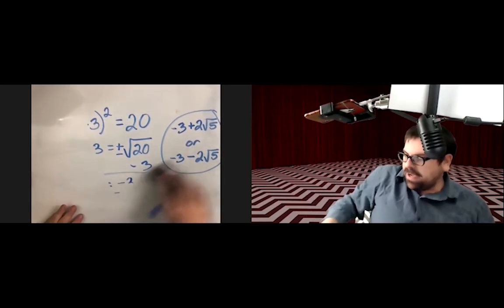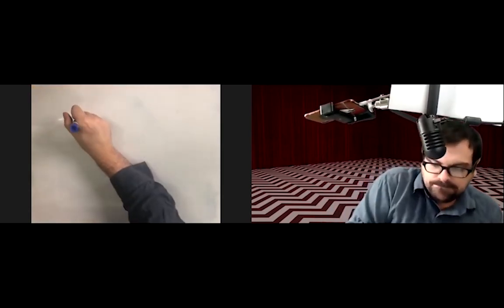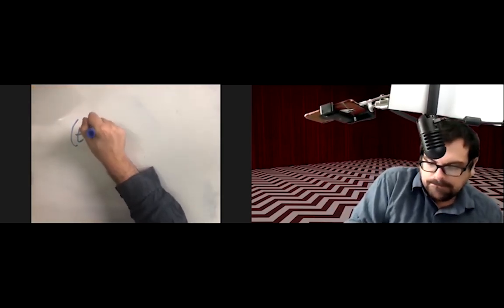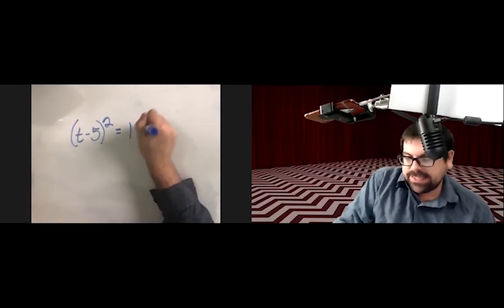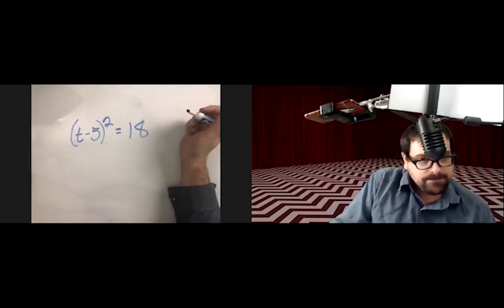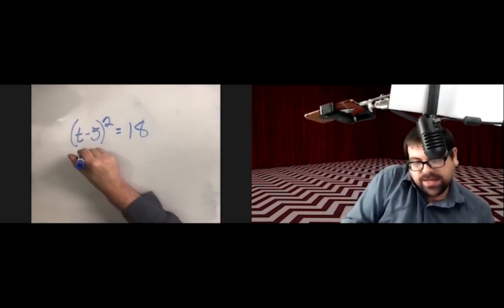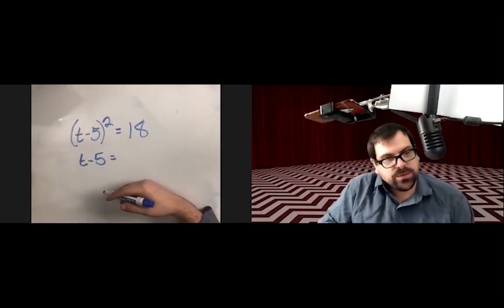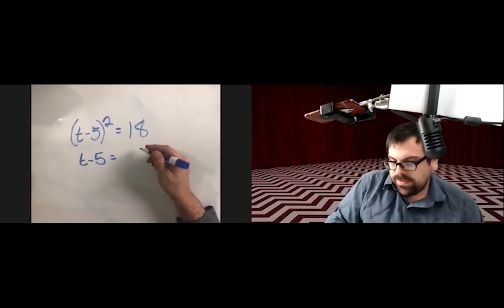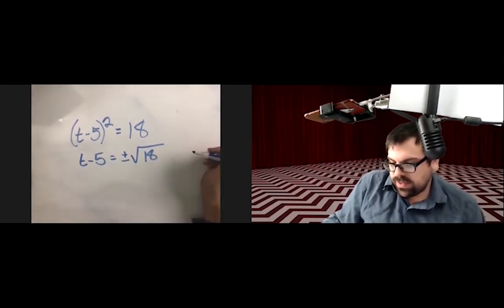Let's say we had t minus 5 squared equals 18. Square root of both sides leaves us with t minus 5 on the left. Square and square root cancel each other out. On the right, we have plus or minus the square root of 18.